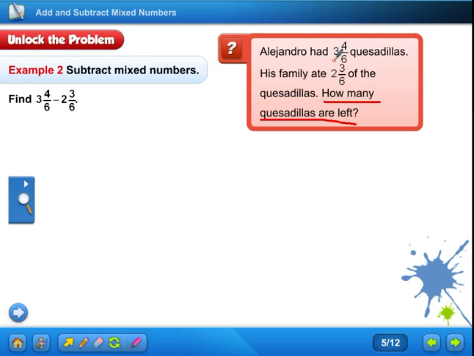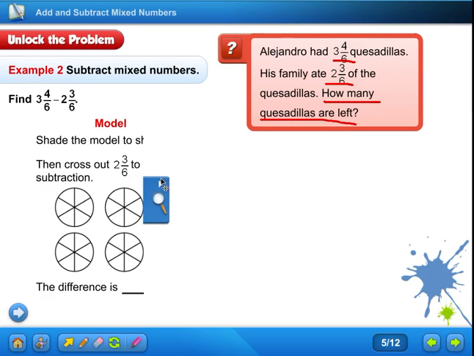So how many of the quesadillas were left? Well, we know Alejandro had this many. His family ate that many. So we have to do 3 and 4/6 minus 2 and 3/6. So remember, if your bottoms are the same, add your tops. If your bottoms are the same, subtract your tops. So what we need to do for this one is we're going to shade it.